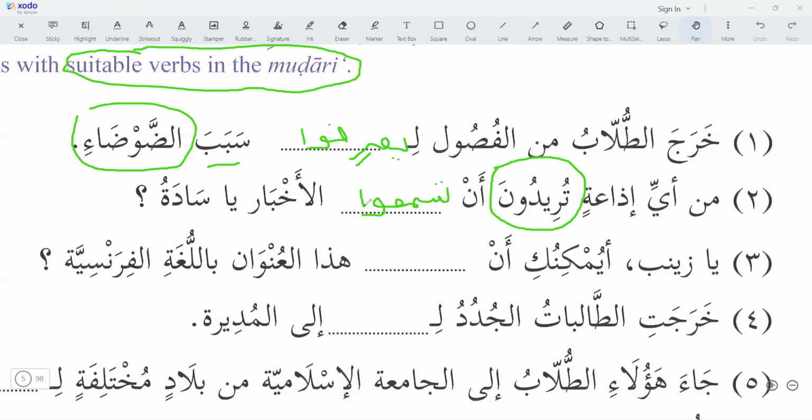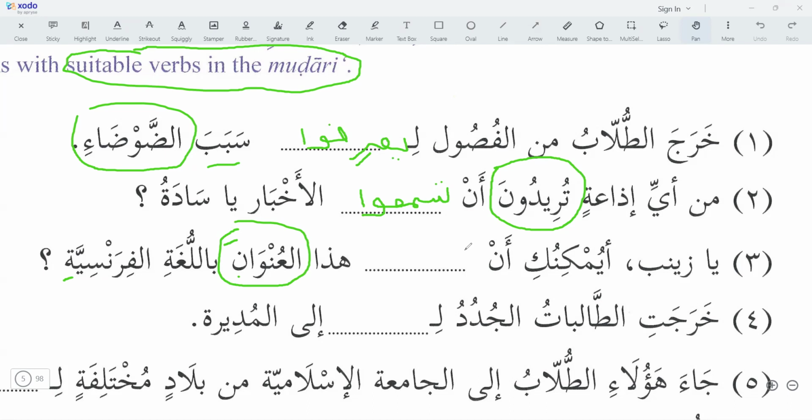Ya Zainabu, ayumkinuki an... is it possible? Hazal unwani, this French language topic? Unwan is address. Ya Zainabu, ayumkinuki an, so it can be an ta... to write. Address should be written in the French language. Is it possible for you to write this address in the French language?